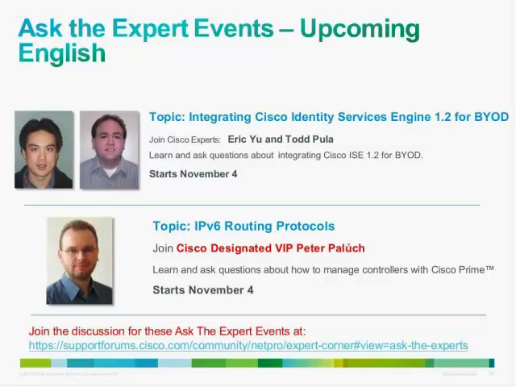And these are some of the upcoming events which will start on November 4th. The first topic is integrating Cisco ISE 1.2 for BYOD by Eric and Todd. The second one is IPv6 routing protocols, and this is from our Cisco designated VIP member, Peter. Both of these will start on November 4th. So look out for these events as well.